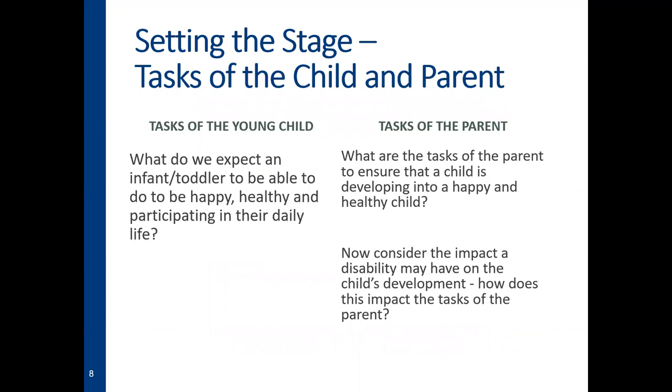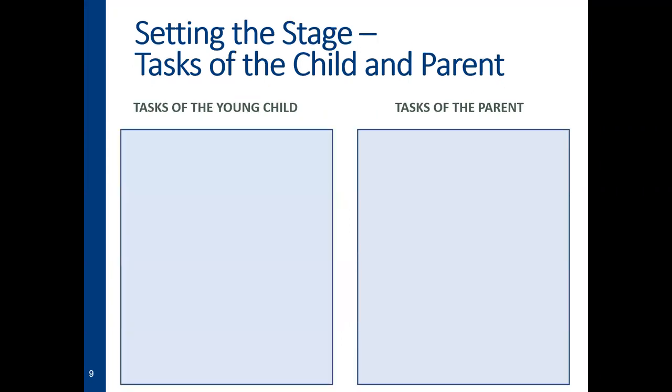We will begin today by talking about infants and toddlers and their parents and caregivers, the people who this program was designed for. Let's begin by thinking about what babies and toddlers need to thrive, be happy, healthy, and participating in their daily life. So to be happy, healthy, participating, and thriving, what are the tasks of the infant or toddler? What would you see them doing? Think about this individually or with your team. Pause the training to jot down your thoughts.